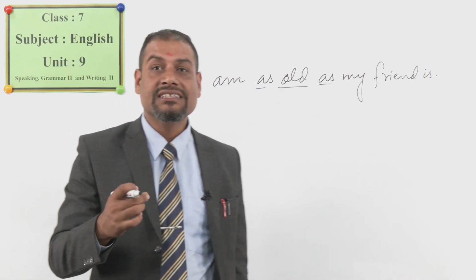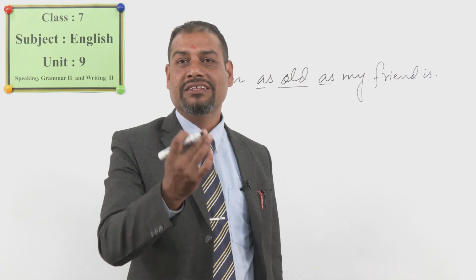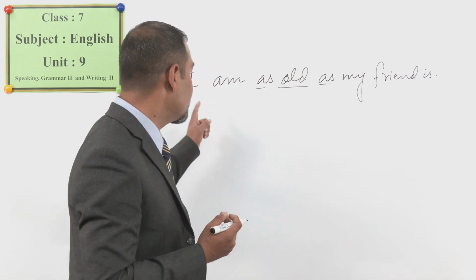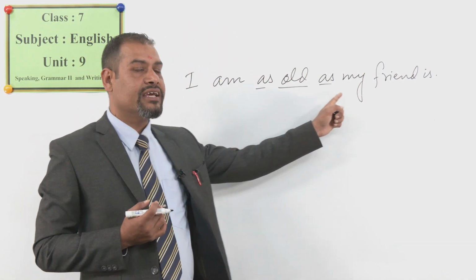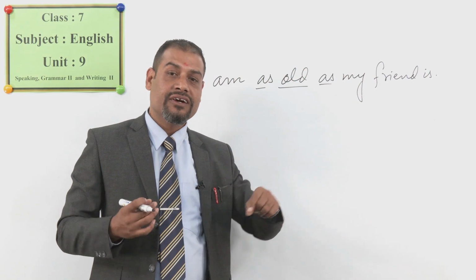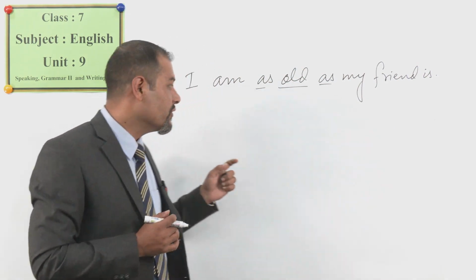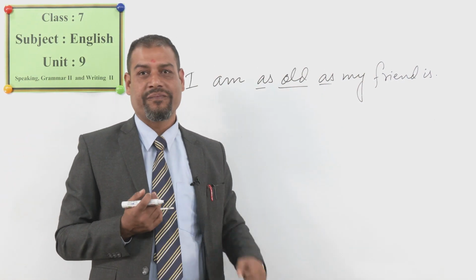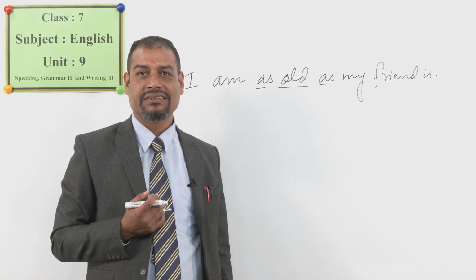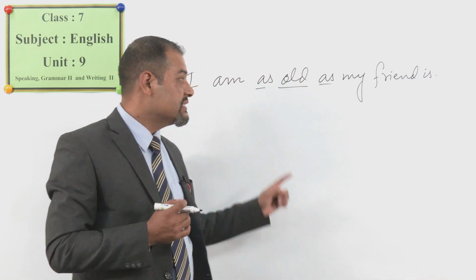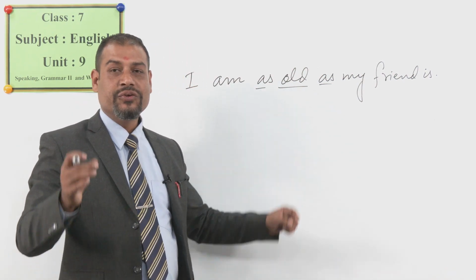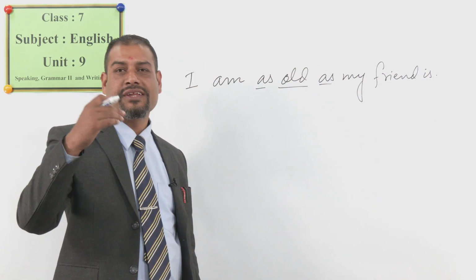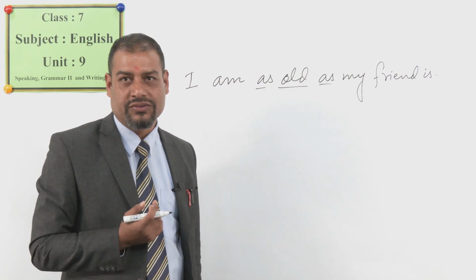But if your friend is 13 years old or if you are 13 years old, then you can write down, I am older than my friend. Or if your friend is 13 years old, you can write down, my friend is older than I am. Have you got my point? Good. Now this is similarity, okay? You are also 12 years old and your friend is also 12 years old.